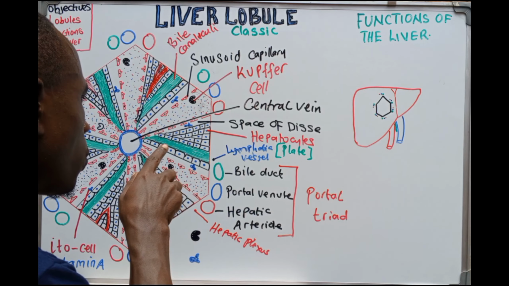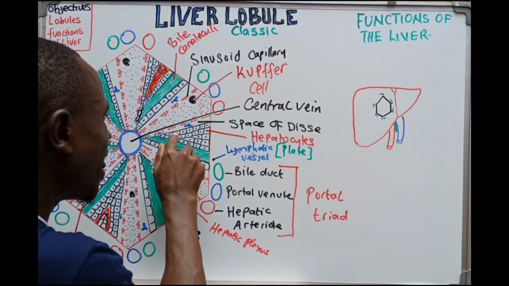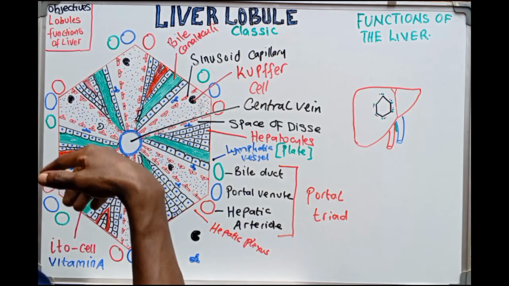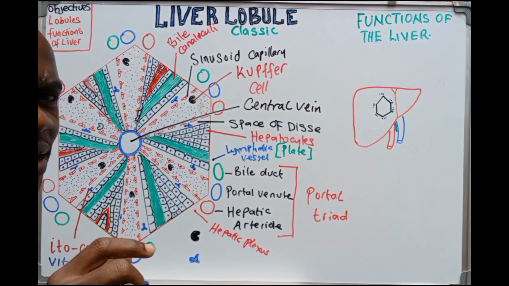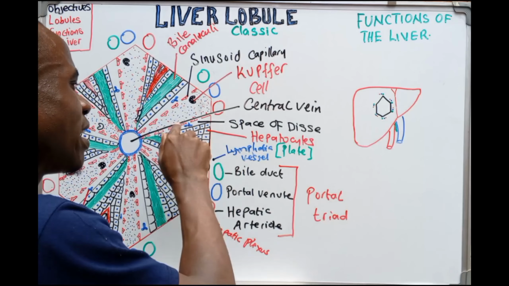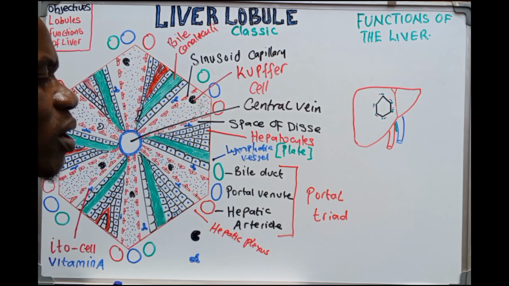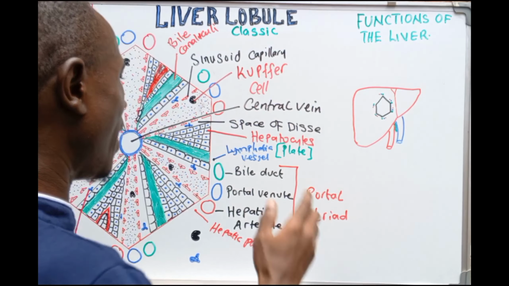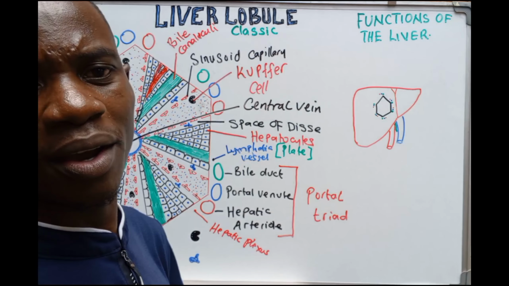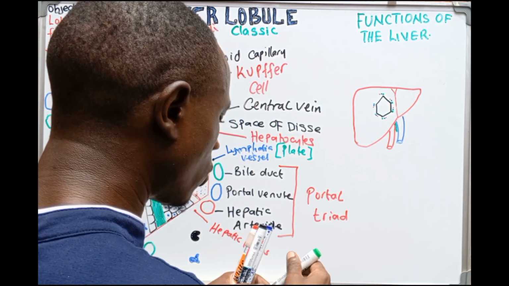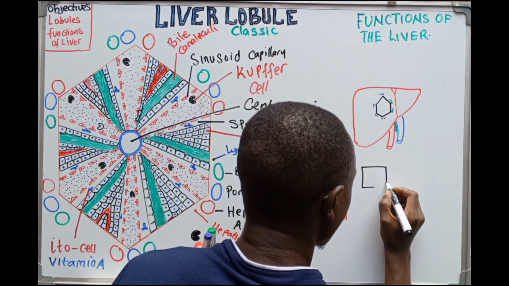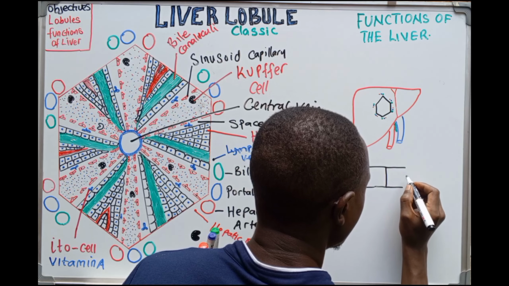I want you to pay much attention to these hepatocytes, which are going to be in plate form. I want to first extract two of them, and we see that one face of these hepatocytes is going to be facing the space of Disse. Again, we're also going to have another face which is going to be facing the bile canaliculus. What am I trying to say exactly? So now, if this one is my hepatocyte, okay?